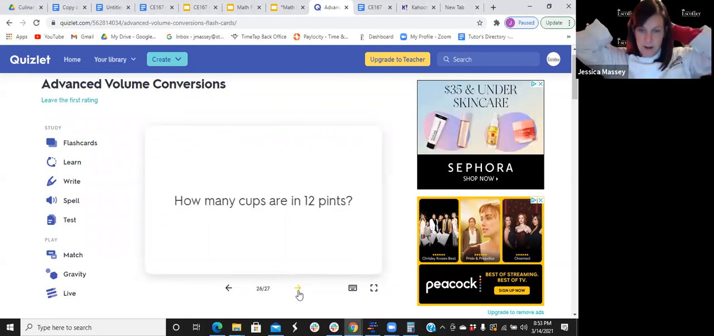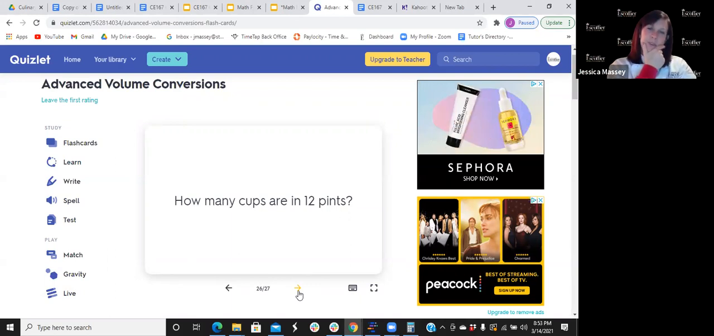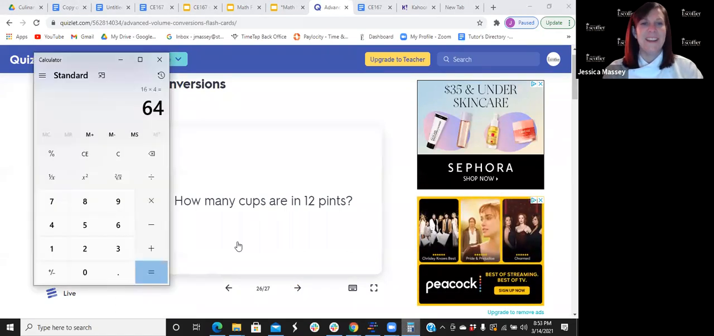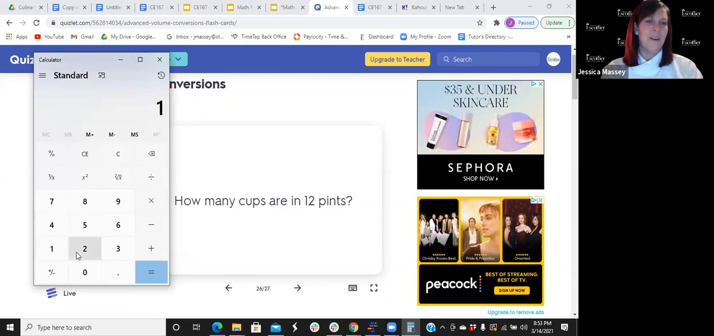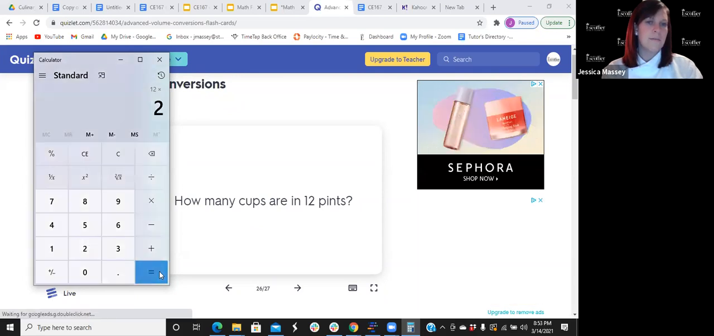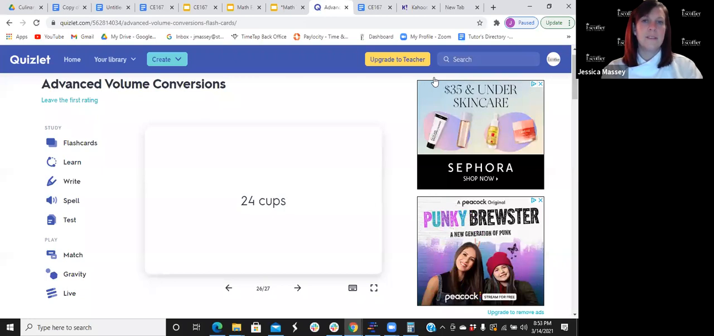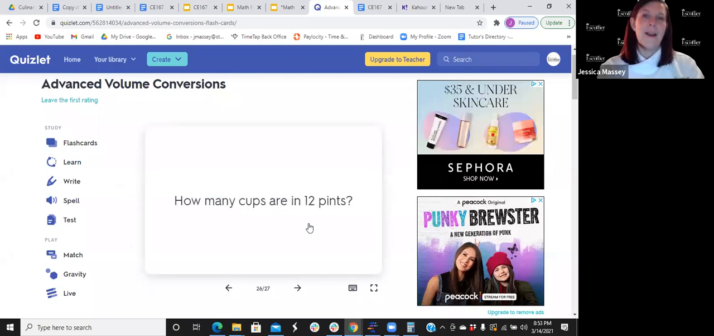How many cups are in 12 pints? I feel like this one already was done too. Maybe it's the reverse. I think they all just blend together after a while. 12 pints. Did we get a bunch of 24s? Yeah, we got a couple. We're getting sleepy, I think. Me too.